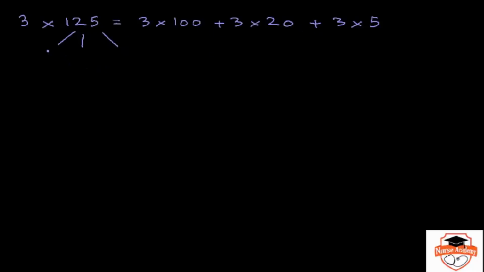So in this case, I chose to break it apart as 100 plus 20 plus 5 and then multiply each one of these with 3. And this is something we already learned in our multiplication lesson. And the good thing is, you can apply the same technique with division.